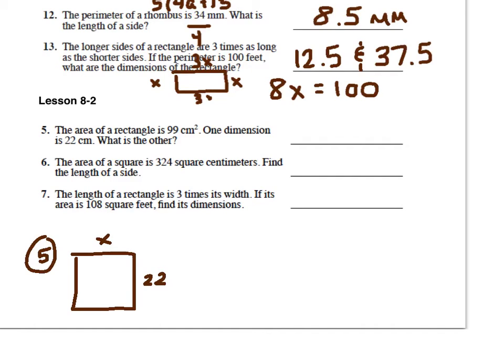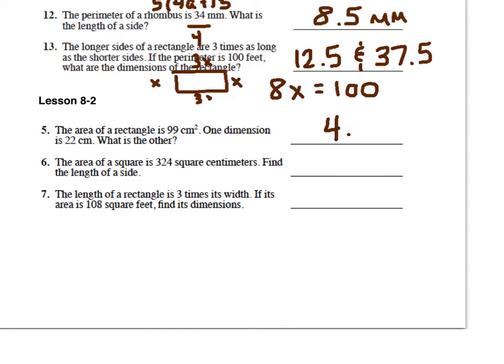So 22 times x equals 99, because length times width equals the area. 22 times x equals 99. When I do 99 divided by 22, I get x equals 4.5. Let me go ahead and get this out of the way now. Sorry, the answer there was 4.5.